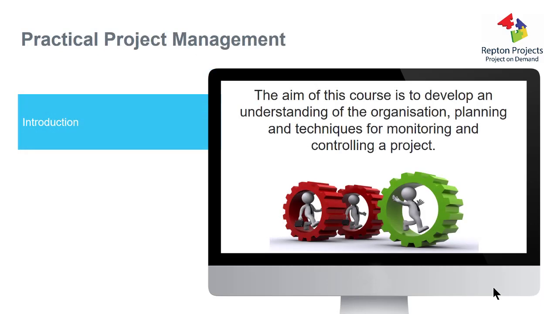So, a little bit of a recap about the course in general, in case people have missed the first 3 seminars. The aim of the course is to develop an understanding of the organisation, which we looked at in Seminar 1. We looked at the techniques for monitoring and controlling a project in 1, 2 and 3, and we'll also do it in 5. And we're going to look at the planning today.